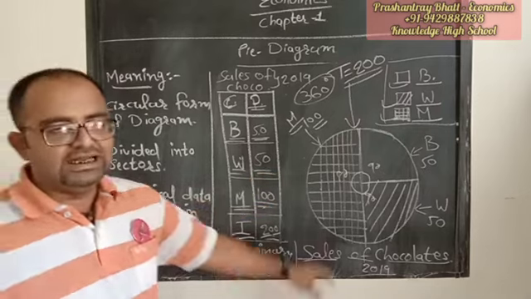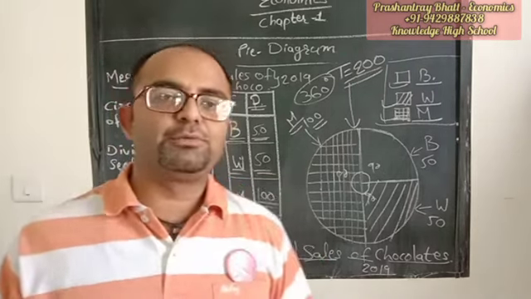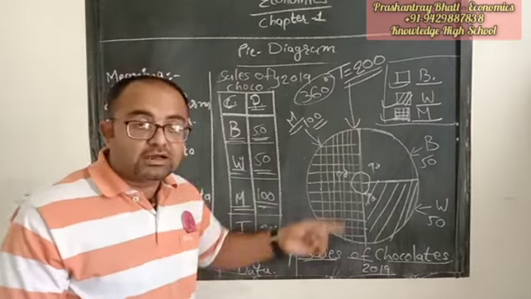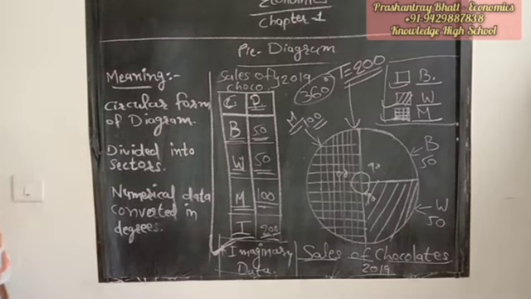How to calculate the degrees? That will be shown to you in the 12th standard, right? First chapter of economics, you are going to understand the complete calculation of the degrees of the pie diagram in the very first chapter of economics standard 12.